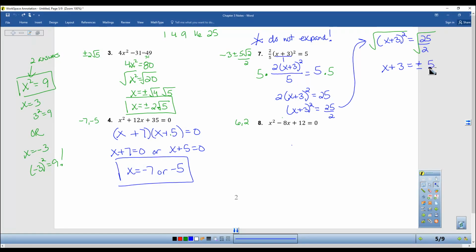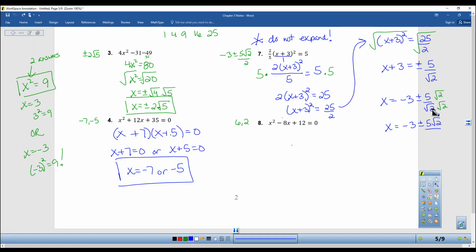Now the top I can do. The square root of 25 is 5, but the bottom I can't. So I'm stuck with a square root of 2 down there in the bottom. I'm going to subtract 3 from both sides, and that gives me -3 plus or minus this 5 over the square root of 2. Now you may remember that you're not allowed to leave a square root on the bottom. So if this happens, you're going to have to multiply the top by the square root of 2 and the bottom by the square root of 2 in order to get that square root out of the bottom. That gives you -3 plus or minus 5 square roots of 2.